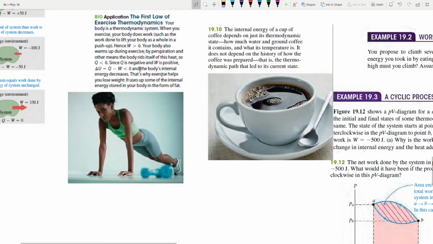So what does that mean? If your energy decreases, that means that you're going to lose some amount of weight. It uses up some of the internal energy stored in your body in the form of fat. So the fact that you're giving off heat is evidence of the fact that you're losing weight, basically, very slowly, right? With each push-up, you lose some amount of weight because you're converting energy from your fat, or from some carbohydrates or whatever else you've eaten, into heat. Okay, does that make sense? That's a thermodynamic process.